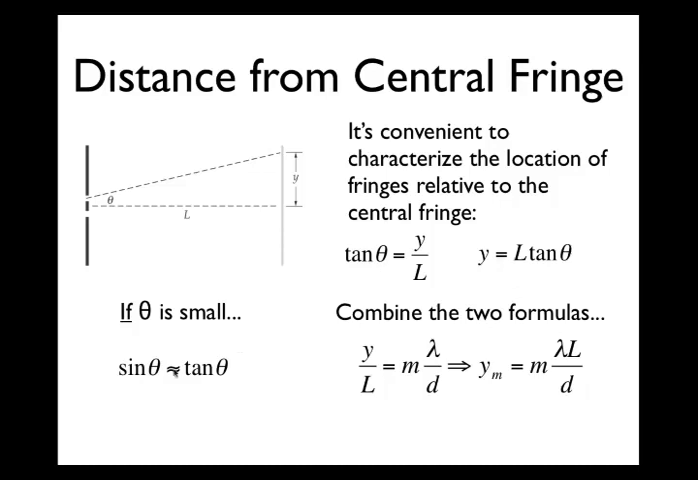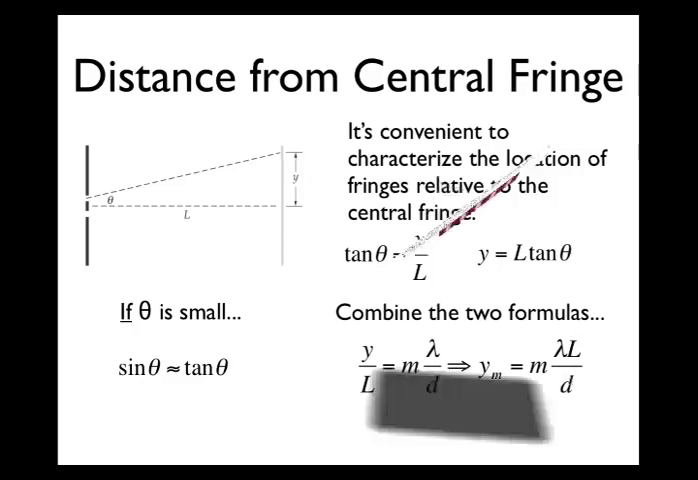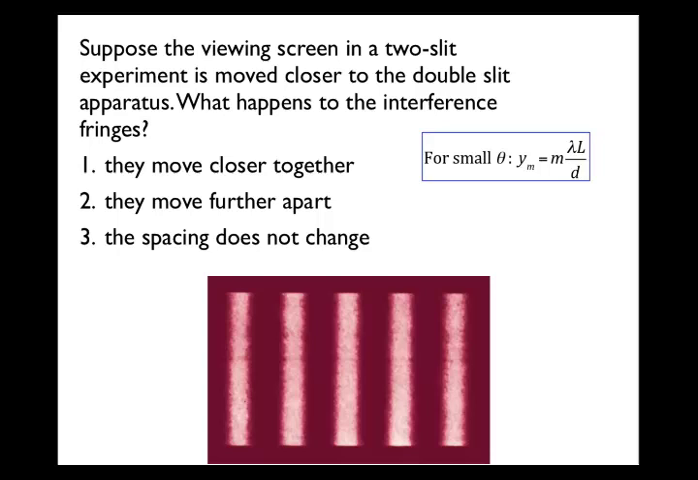So if sine theta is approximately equal to tan theta, we can write y over L from above equals m lambda over d from the previous slide, and move the L over to the other side to predict the fringe distance to whatever fringe it is you're counting is equal to that fringe number times the wavelength times the length between the two divided by the distance between the slits. A few conceptual questions that you can use that relationship for to practice.